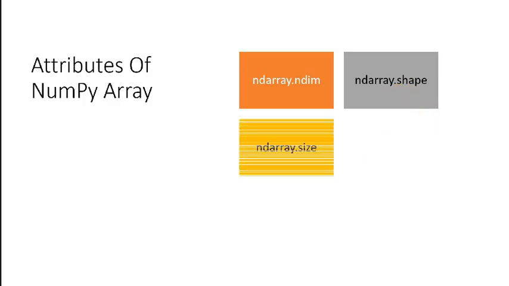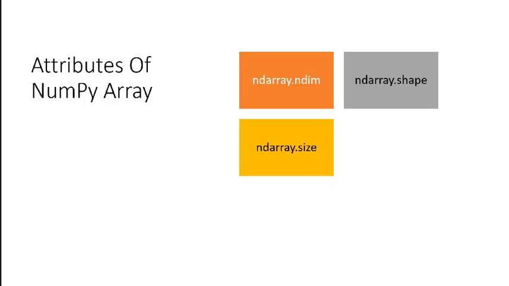Then next is ndarray.size. This .size command gives you the total number of elements of the array. How many total array elements are there? That means this value will be equal to the product of the elements of the shape. The value we get as output from the shape command, the product of those numbers will be the output of ndarray.size.